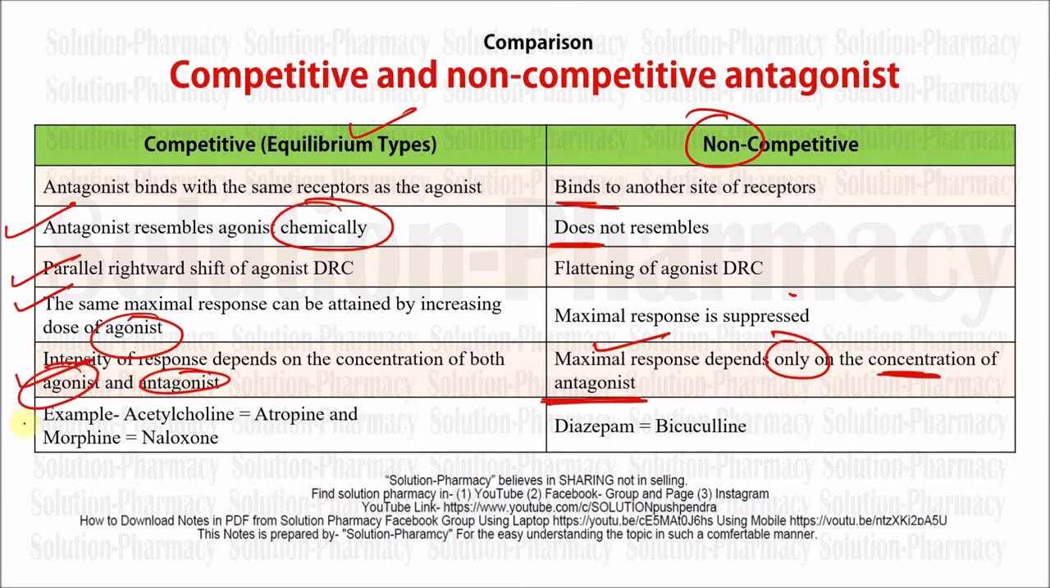Lastly, the example of competitive antagonist is acetylcholine. This acetylcholine can be antagonized by atropine, and the effect of morphine can be antagonized by naloxone, as I have explained in our main channel Solution Pharmacy. And the example of non-competitive antagonist is diazepam, which will be inhibited by bicuculline. This will antagonize each other.